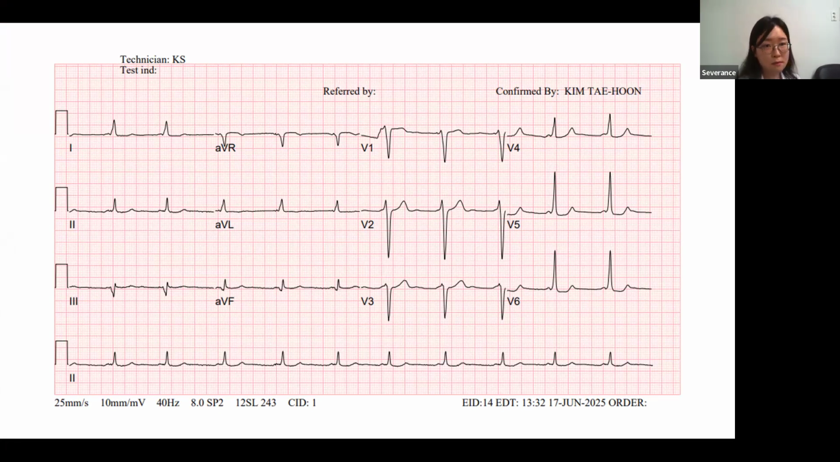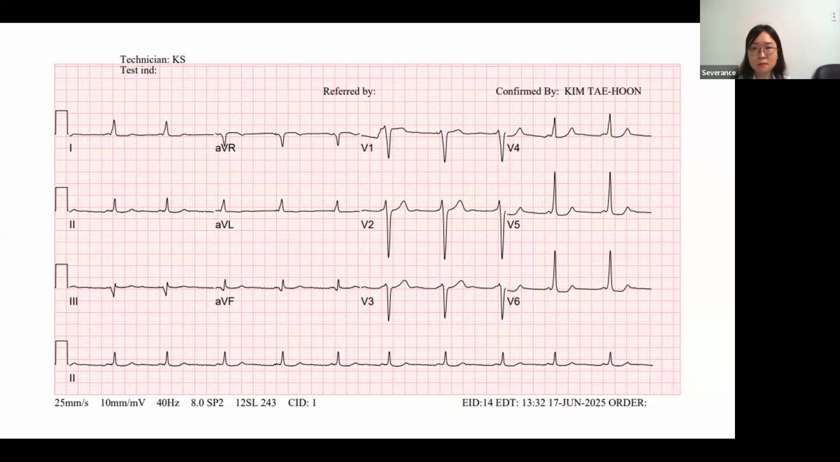So this ECG shows sinus rhythm and a heart rate of about 60 to 70. We can see the short PR interval and delta wave clearly in V4 to V6. I think the patient had an accessory pathway. Okay, so short PR.